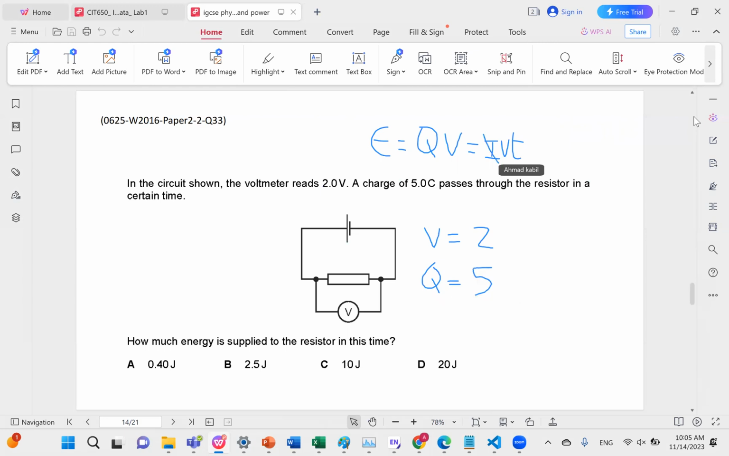So this time I do not need this equation. I need to use this equation instead. And the energy is simply 5 times 2, Q times V. So the correct choice here would be choice C, 10 joules.